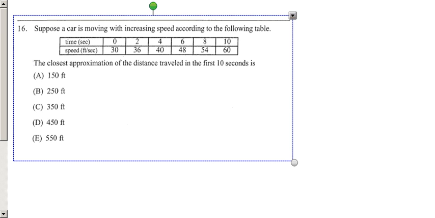All right, 16. A car moving with a bunch of time and speed collections. The closest approximation of the distance traveled. Well, let's use the trapezoid rule. So the change in time is 2. And the trapezoid rule, remember, is 2 times endpoints divided by 2 plus all the interior.